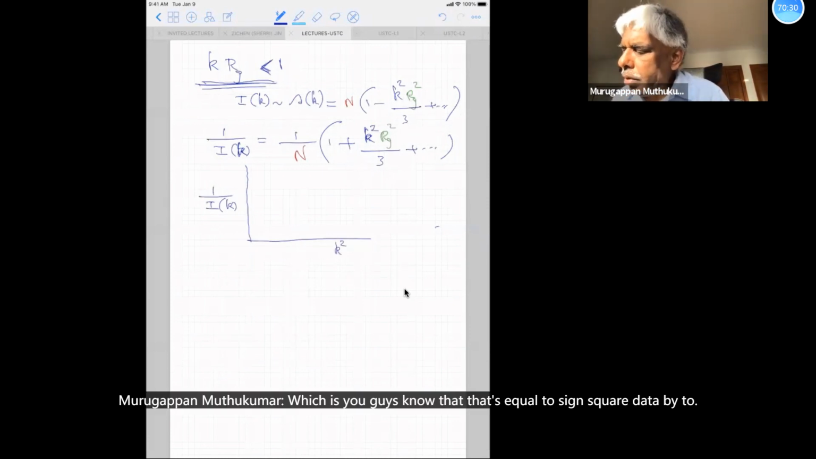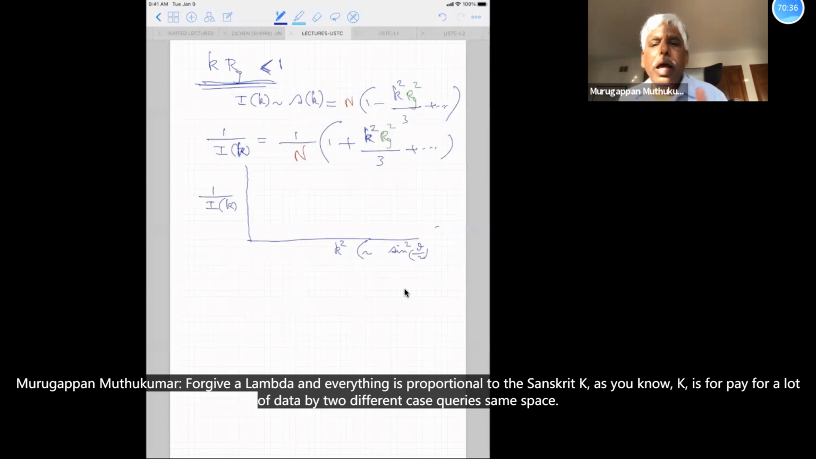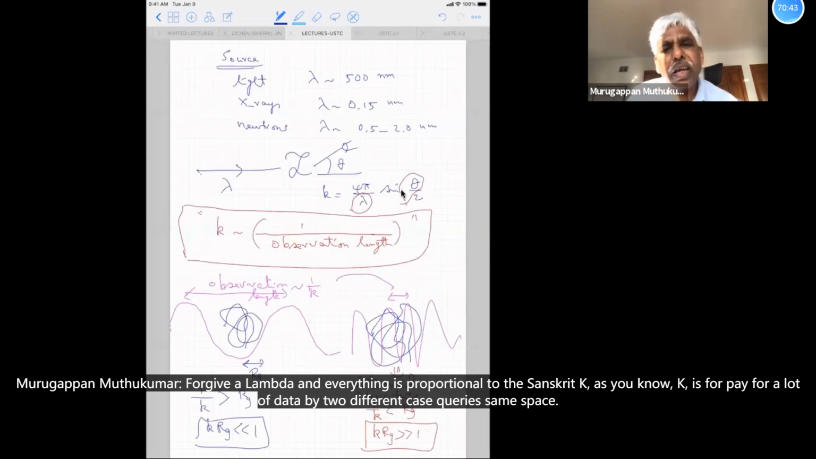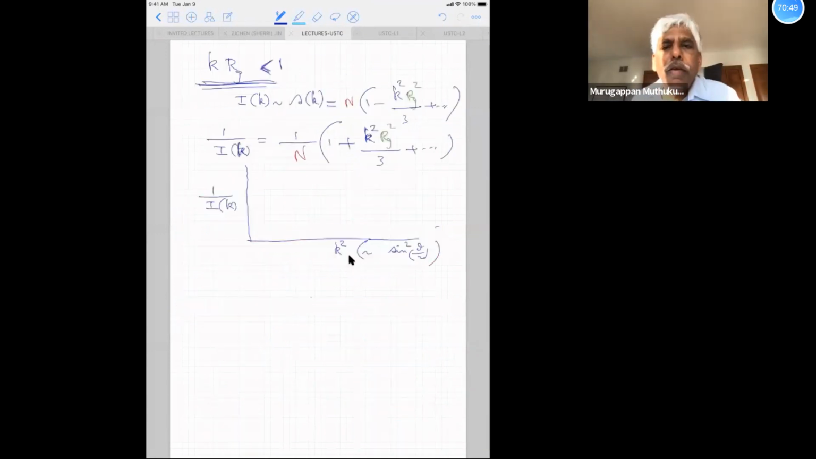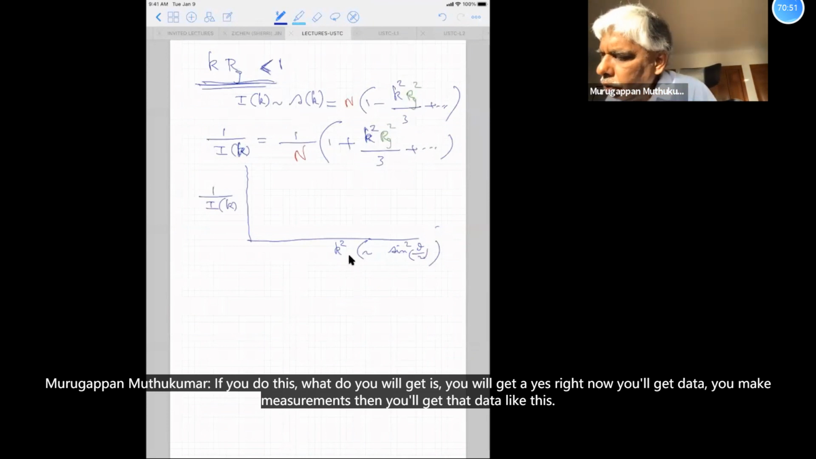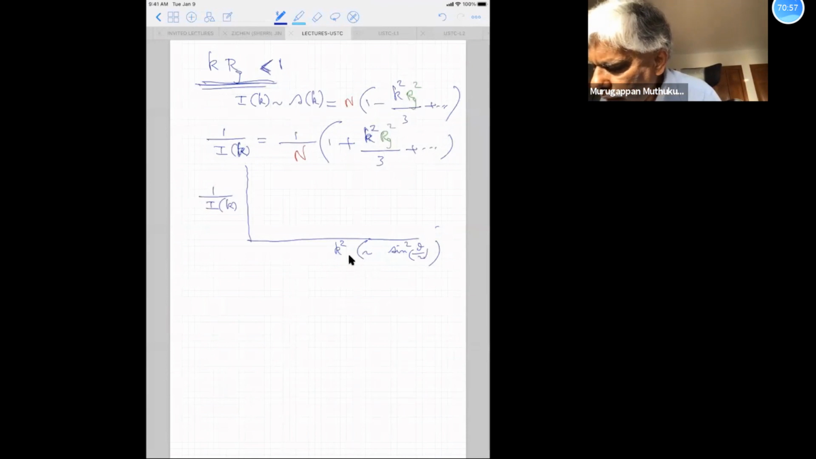Okay, you guys know that that's equal to sine square theta by 2. Forget about lambda and everything. It's proportional to sine square. k, as you know, is 4 pi over lambda sine theta by 2. Therefore, k square is sine square theta by 2. If you do this, what you will get is a straight line. You'll make measurements, then you'll get data like this. Something like that.